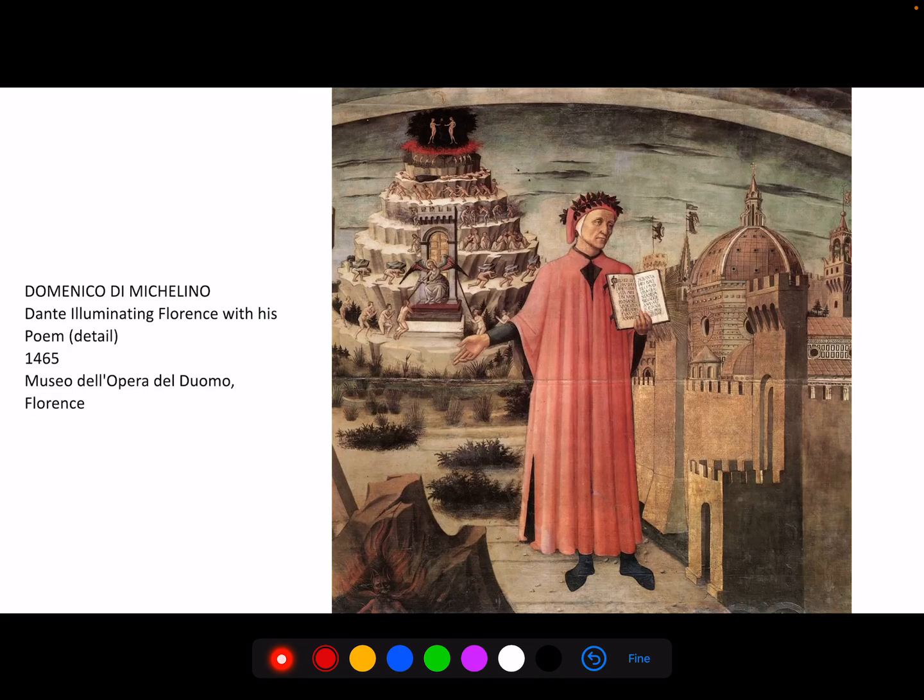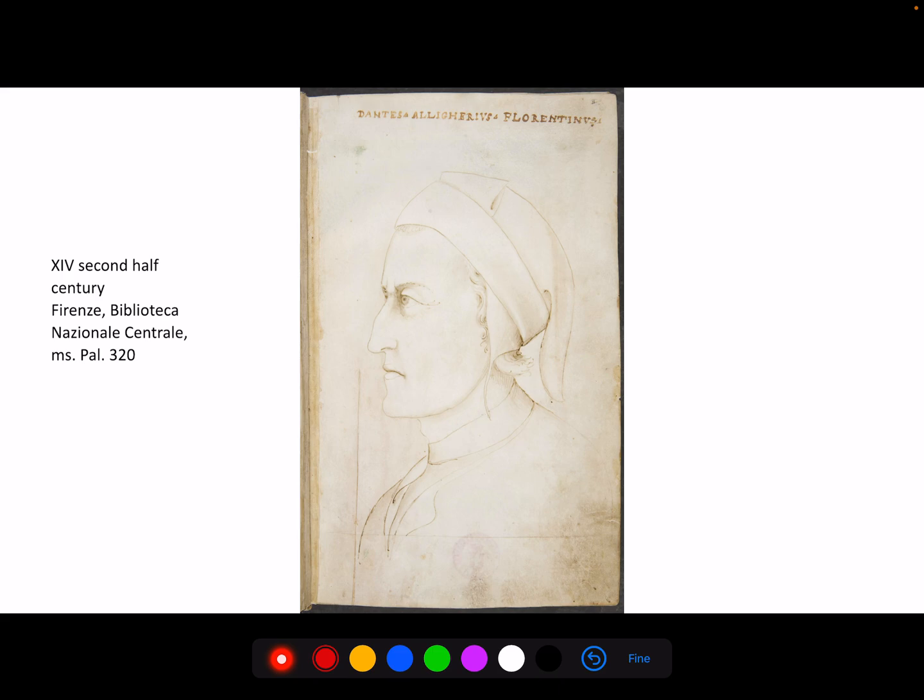Or in the famous painting in Florence around the 60s of the 15th century by Domenico di Michelino, Dante Alighieri and the Divine Comedy and Florence. Here we can see Brunelleschi's dome, for instance, but it's a little bit more characterized, but not like Botticelli's one. This one looks pretty interesting.